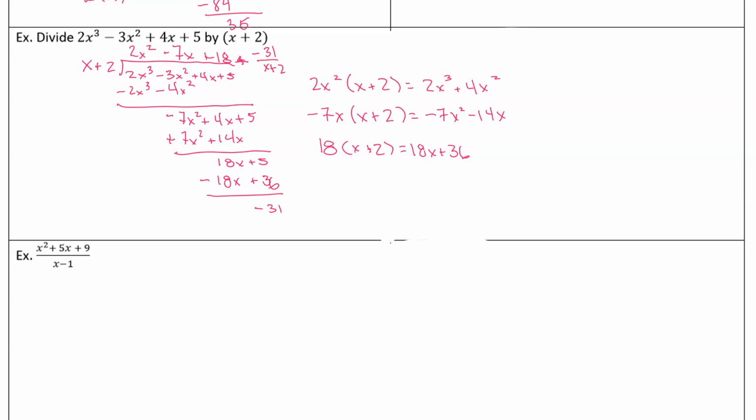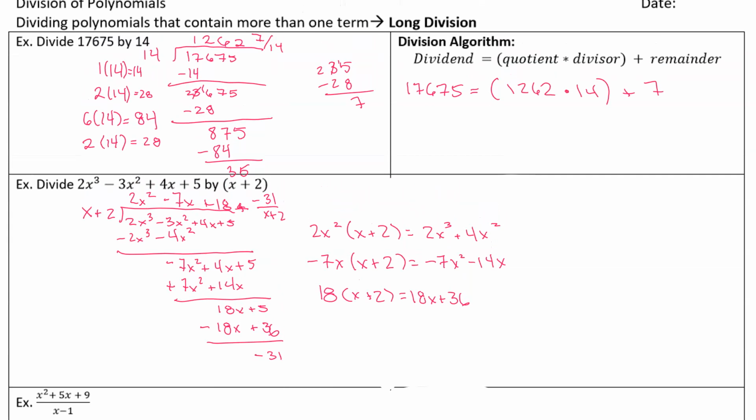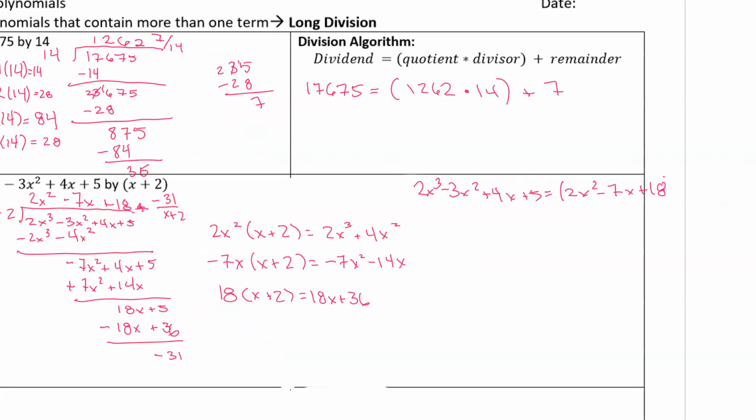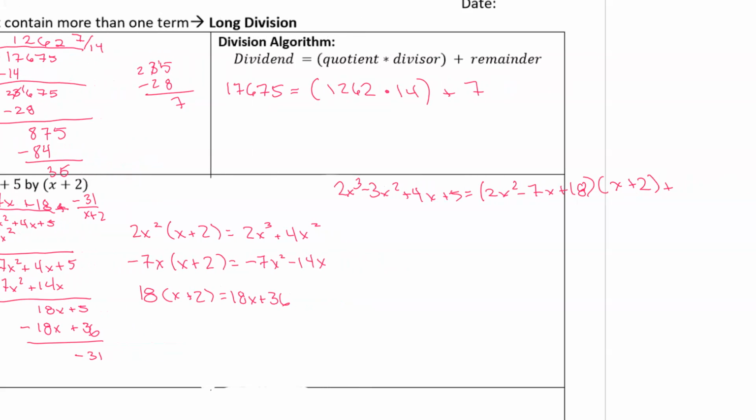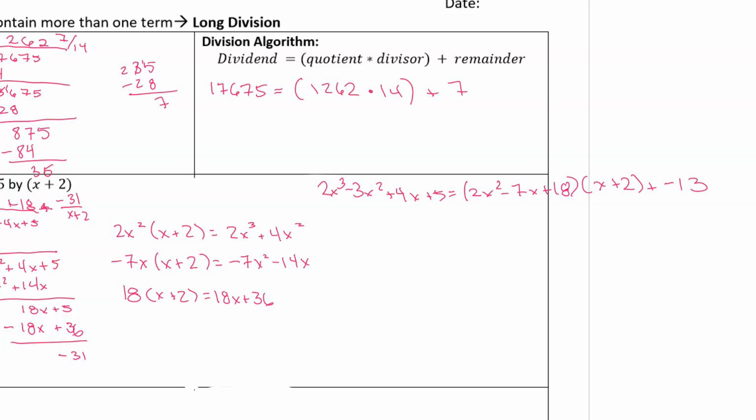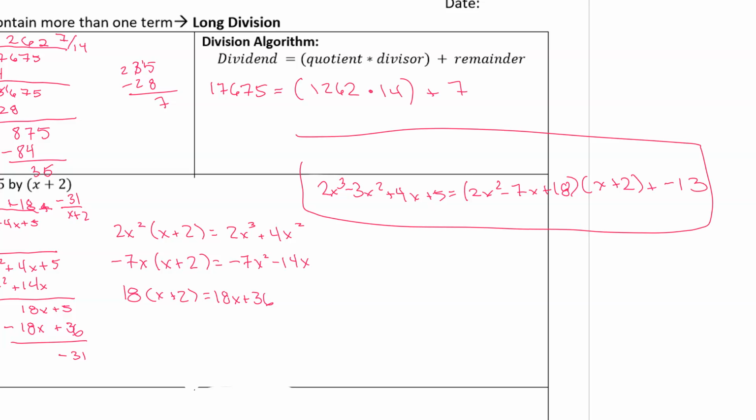When we rewrite it as our division algorithm, we've got our dividend, what we were dividing, so 2x cubed minus 3x squared plus 4x plus 5 equals our quotient, our result without the remainder, so 2x squared minus 7x plus 18 times our divisor, x plus 2, plus our remainder, negative 31. So that's our division algorithm for this problem.